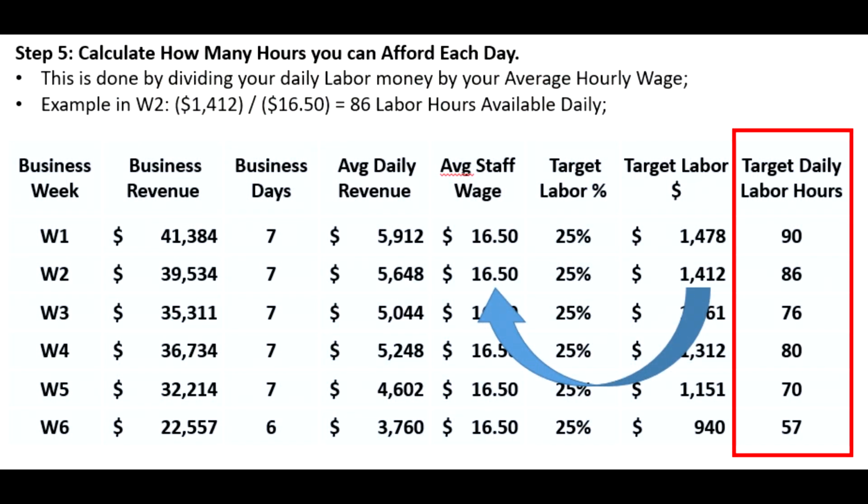So then we're moving on to step 5, and that is calculating how many hours we can afford each day. And so all we need to do here is we have our target labor. We know how much labor money we have to spend each day. If we divide that number by the average wage, that's going to tell us how many hours are available to us. So looking at week 1 for this location, with their $1,478 of labor money at a $16.50 average wage, they would have about 90 hours that they could provide to their staff. If we drop down to week 6, that has gone down to 57 hours.